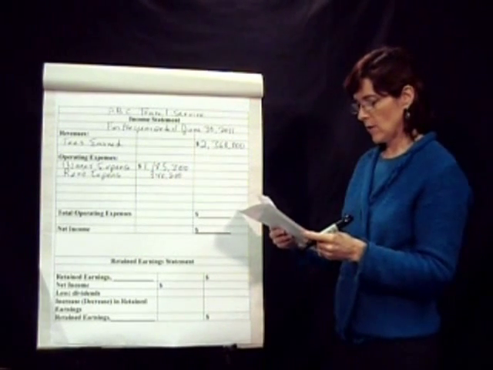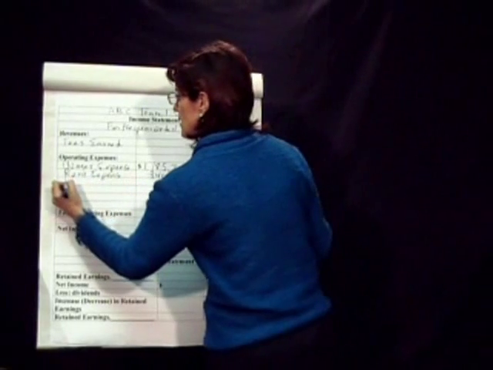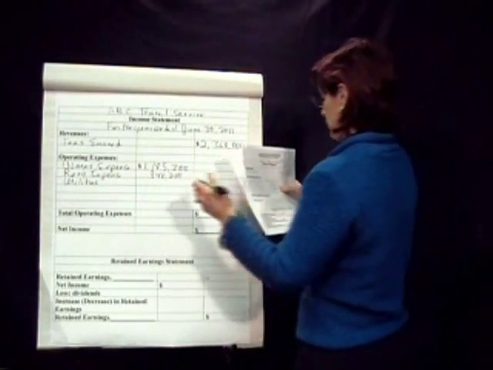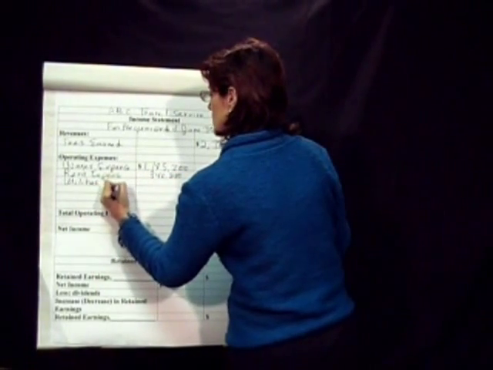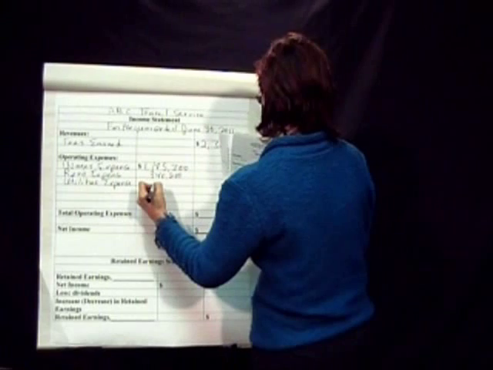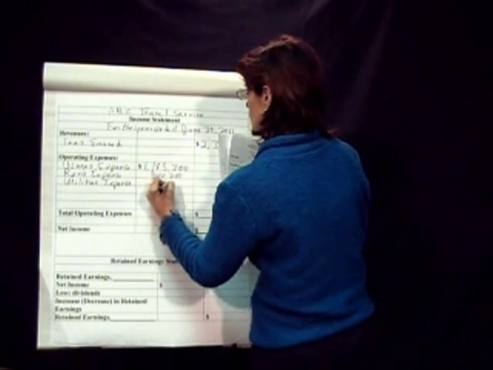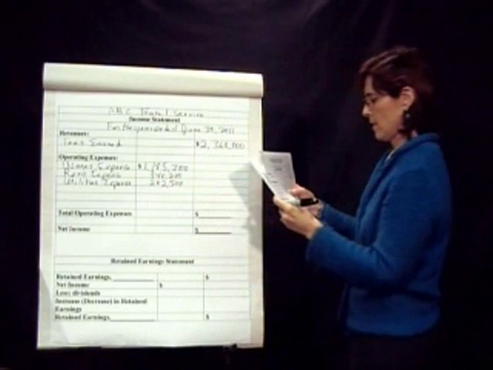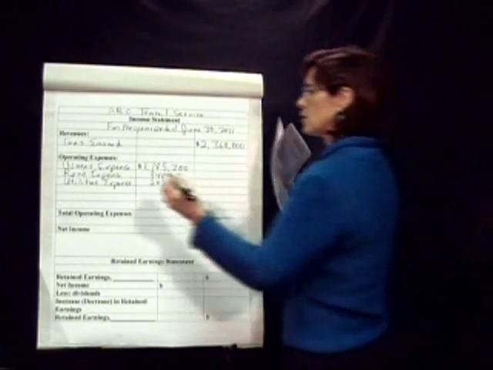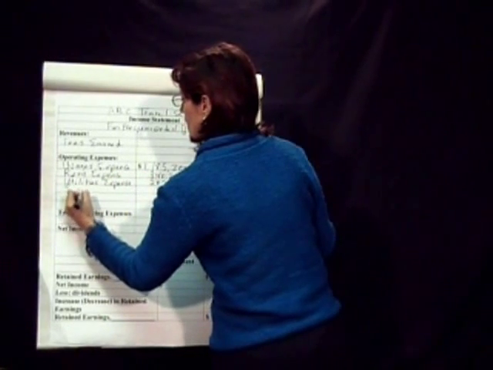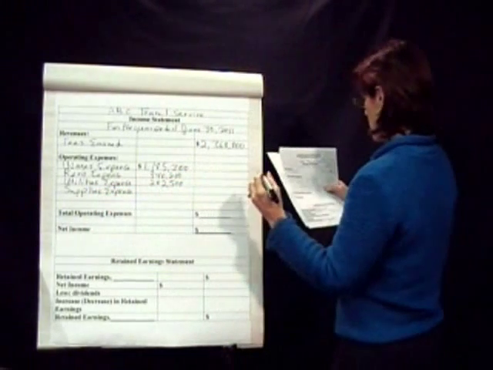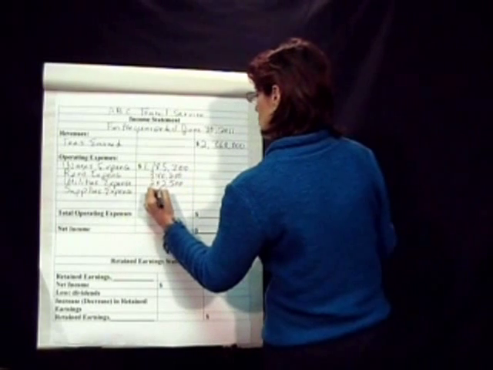Going down the page, the next one I see is utilities expense. I think that's the next largest. And utilities expense, $202,500. Again, I'm just copying it from the page. Going on down the page, it looks like supplies expense is the next one in order of size. And supplies expense is $63,900.